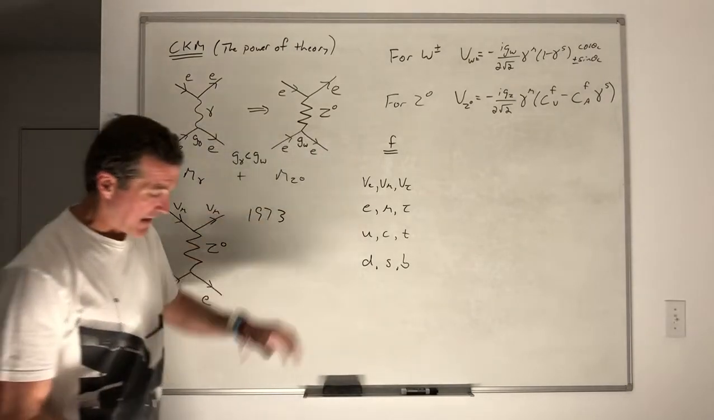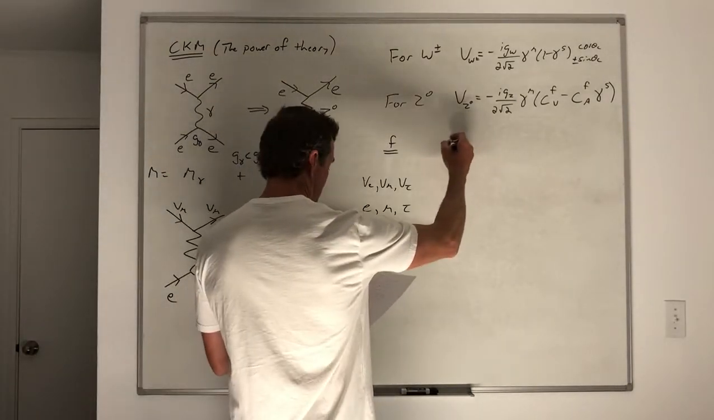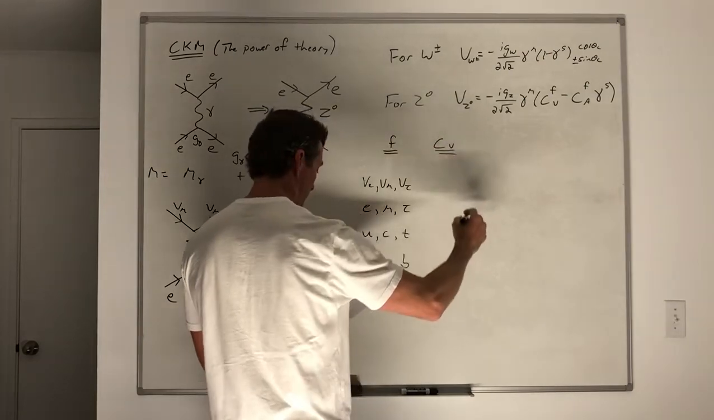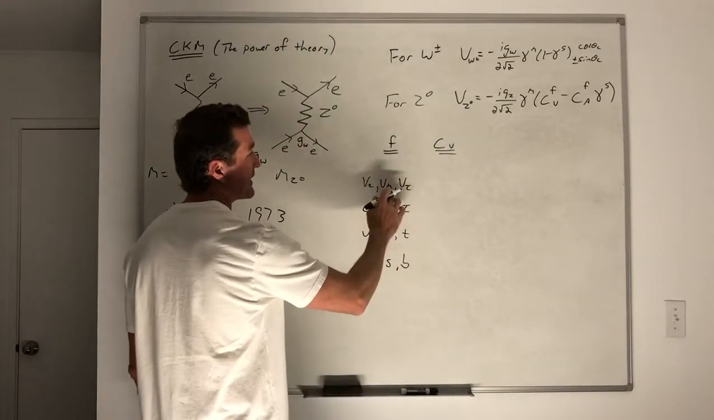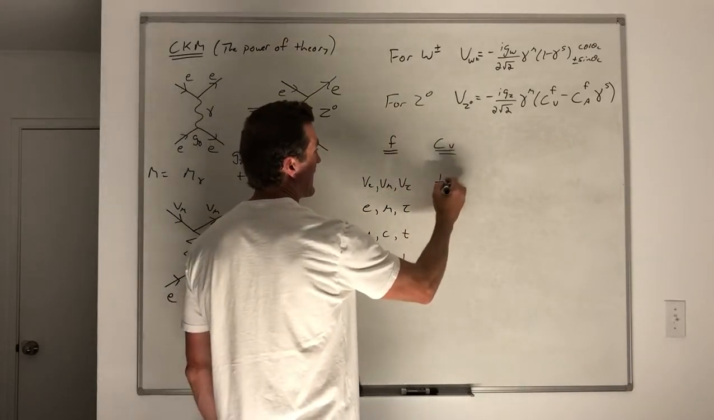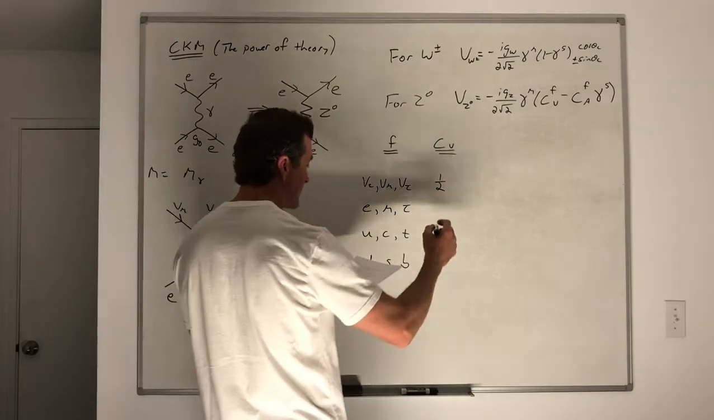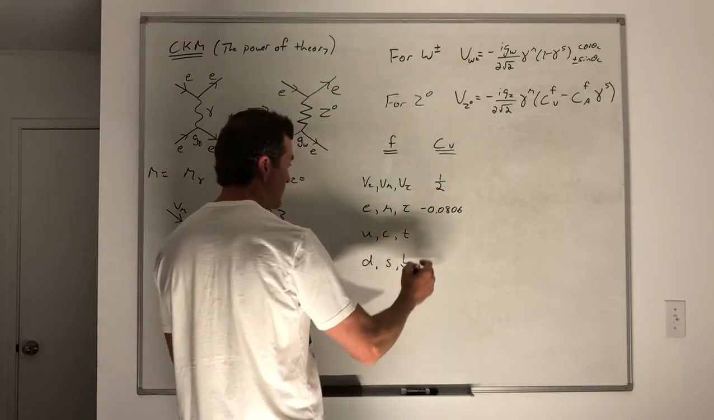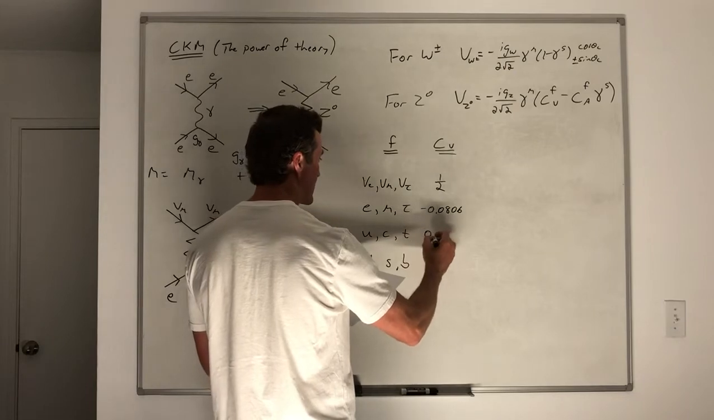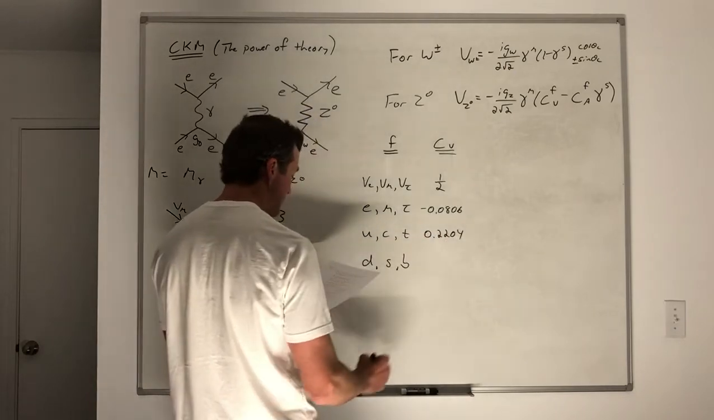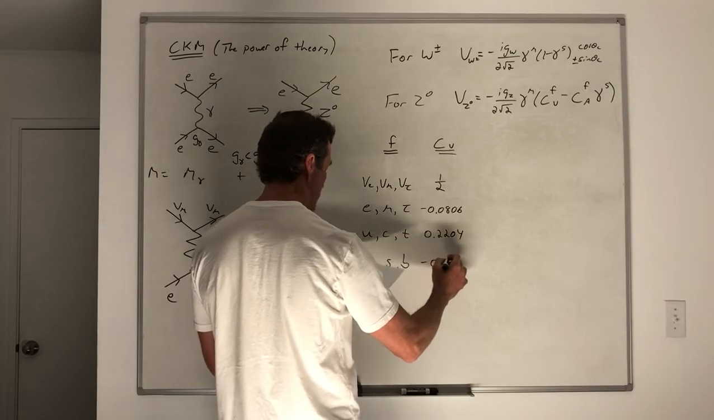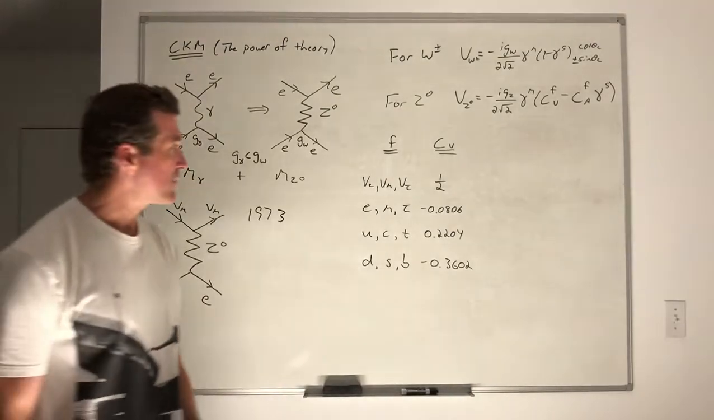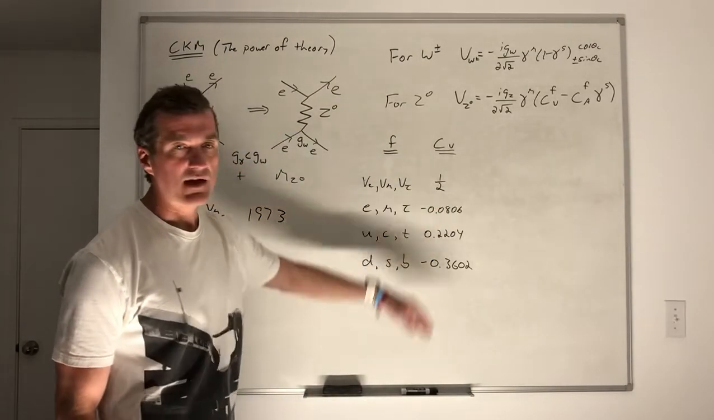Okay? And then once you've picked your f, you have the C_V factor, where if you pick the first family, then this is 1/2. If you pick the second family, it's a way more understandable 0.0806. If you pick the third family, then it's a more manageable 0.2204. And if you pick the fourth family, it's minus 0.3602. Okay, so 1/2, nice number, and these are really nice numbers as well. Not.